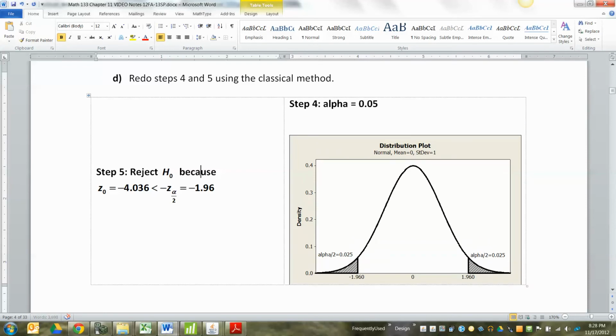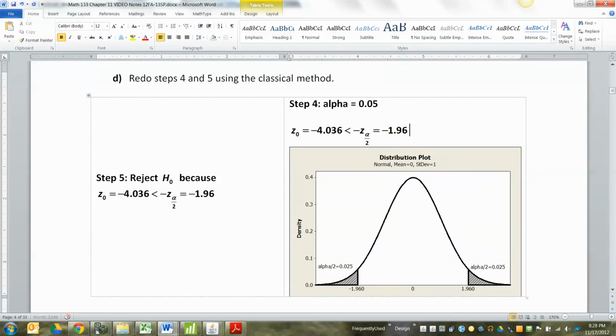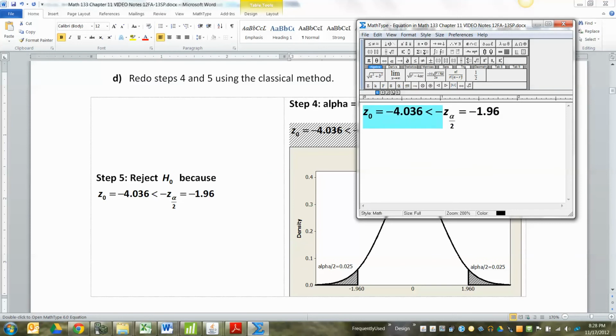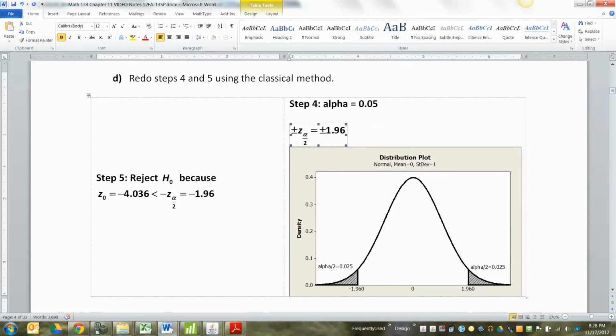So z alpha over 2, actually plus or minus. So plus or minus z alpha over 2, which would be plus or minus 1.96. So there are your two critical values. So, matter of fact, I'll label those. Those are the critical values.